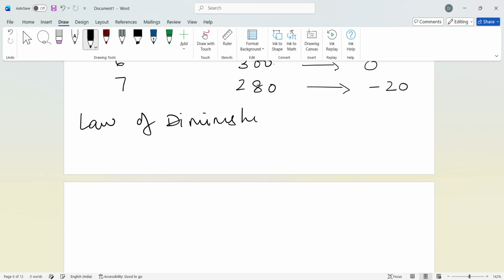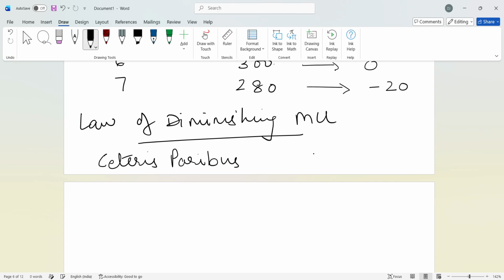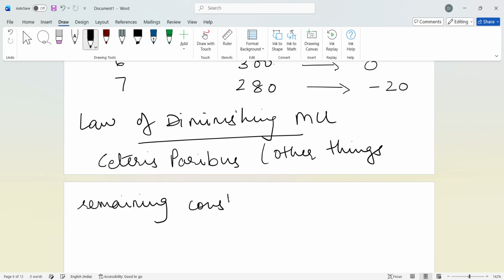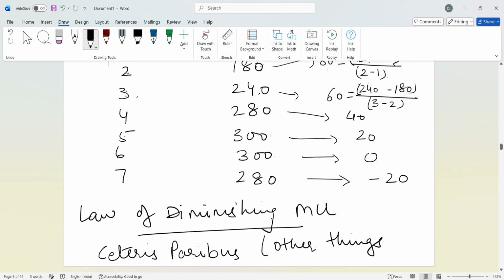diminishing marginal utility also says. This is what the law of diminishing marginal utility is. So it says that ceteris paribus, you will come across this term many times. Ceteris paribus means other things remaining constant. So I'm keeping all the other things constant in the world. I'm keeping everything else constant.